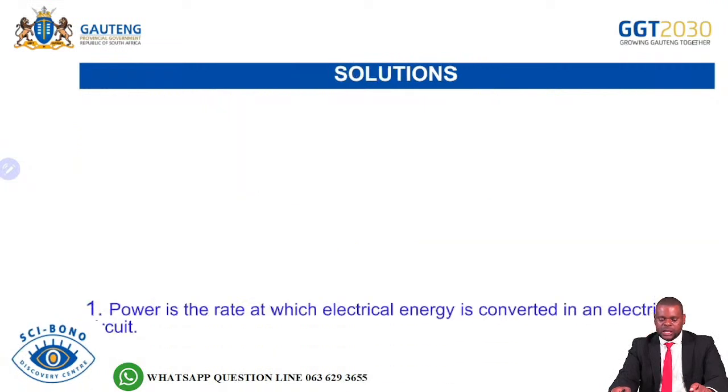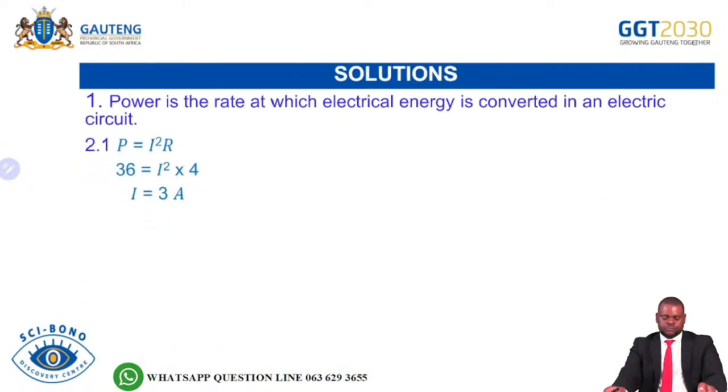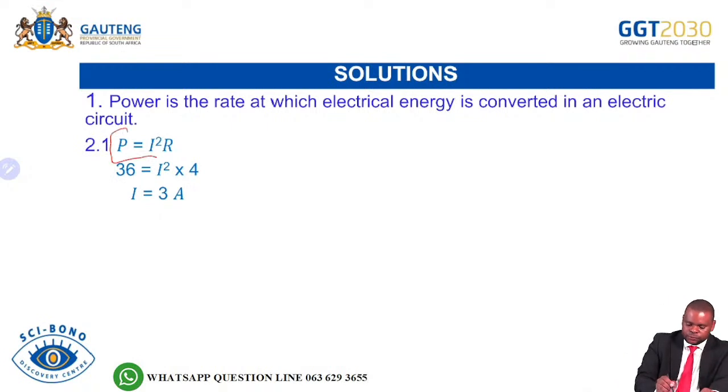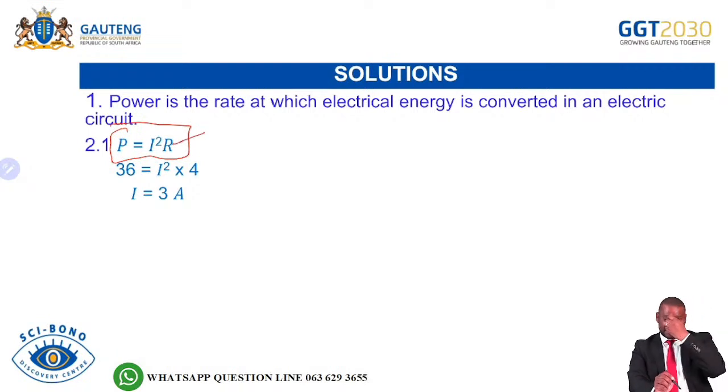Then number 2, they say calculate current in an ammeter. How do we calculate current in an ammeter? There we go. We use this formula because we know we're given what? Resistance, isn't it? We have resistance. We are calculating this, and this is power. We have power also.